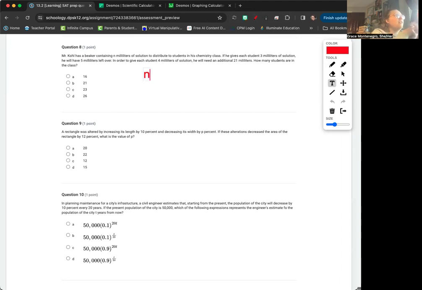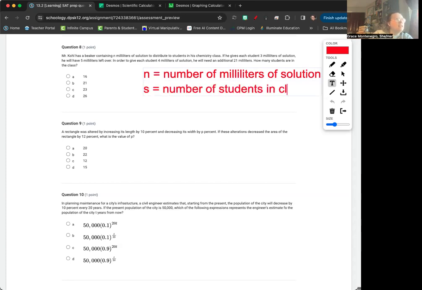N, they gave us a variable. It's the number of milliliters of this solution, whatever it is for chemistry. If he gives each student 3 milliliters, he will have 5 milliliters left over. Okay, so we need another variable. We need S to be students, right? Assigning variables is our first step dealing with these. So N equals number of milliliters of solution. S equals number of students in class.